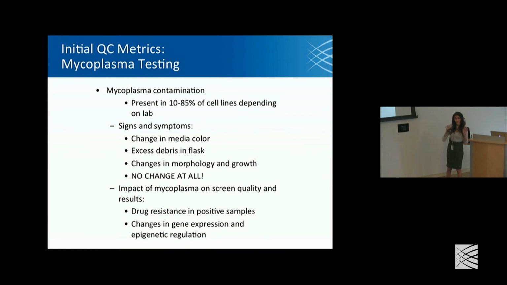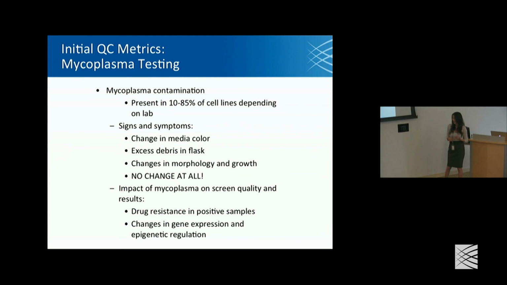Once you've authenticated, you want to do mycoplasma testing. Mycoplasma is incredibly ubiquitous. They can be present in anywhere from 10 to 85% of your cell lines, depending on the lab across the world. Signs and symptoms can include a change in media color, an excess of debris in your flask, changes in morphology and growth. But the thing about mycoplasma is that you can see no change at all in your cell lines and still have contamination. That said, it's still incredibly important to make sure all of your cell lines are mycoplasma free, because they can impact your screen quality and the results.